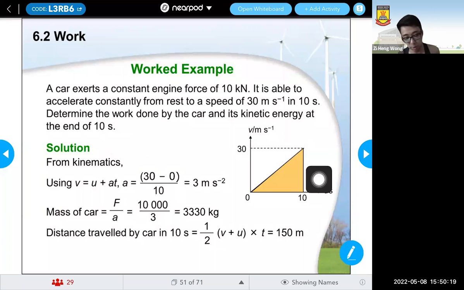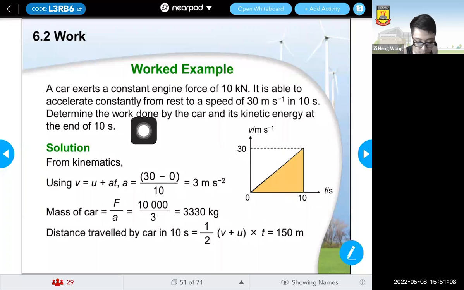So in terms of the final KE, you need to first know what is the final speed, because the K will be half mv square. Okay, you need to know what is this v. So take the final speed of 30 divided by the time of 10 seconds to find that the acceleration is actually 3 meters per second square. So you know that this is the force, you know the acceleration. Using F equals ma, you can find the mass. So 10 kilonewtons, which is 10,000 newtons, divided by 3 meters per second square, you get this, about the mass of the car.